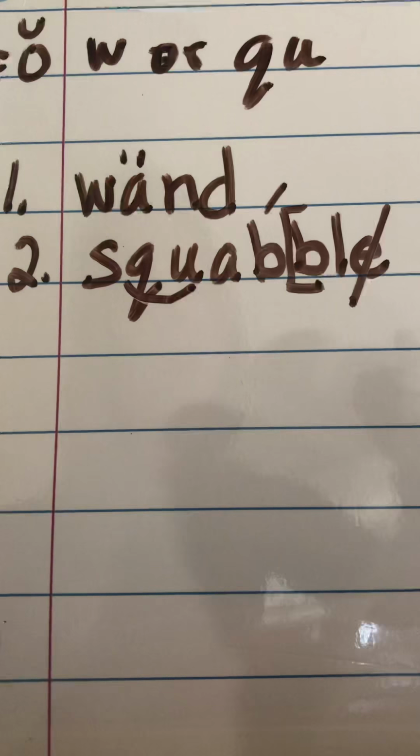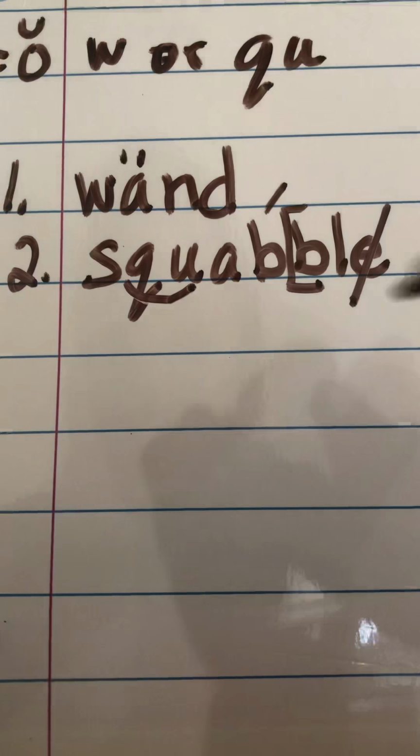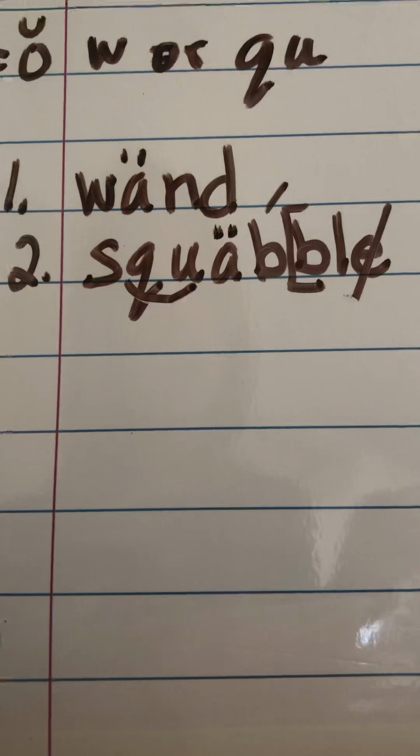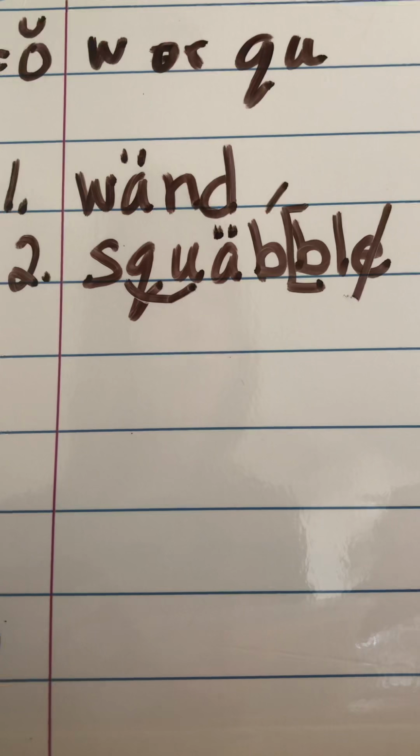I know now that A following the QU can often say the short O sound. So I can look at it and say squabble. And I could look at a sentence saying the little boy had a squabble with his friend, which does not make sense. Or I can try the O sound there and say squabble. The little boy had a squabble with his friend, or an argument.